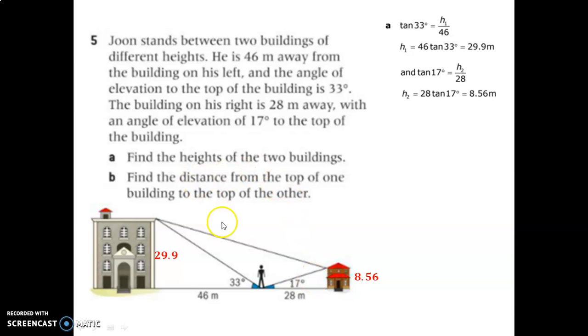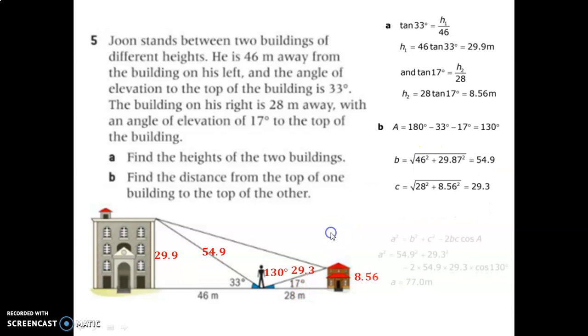Next, we need to find the distance between the buildings, this line. So we're looking at this triangle. So first, we'll begin by finding this angle where the person is 130, just doing 180 minus those. Then we can use Pythagorean theorem twice to find those pieces, and then finally cosine rule to finish it off once we have that triangle. Good problem, combines everything. Great work.